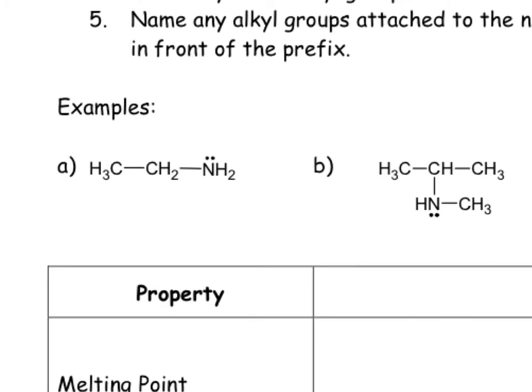In example A, I have a primary amine because my nitrogen is only attached to one carbon. My main chain will be the two carbons, giving me the root eth. Because they are single bonded, I would use ane as my suffix. I will drop the E and use a position number to tell where the nitrogen is, and I use the suffix amine. The final name for molecule A is ethan-1-amine.